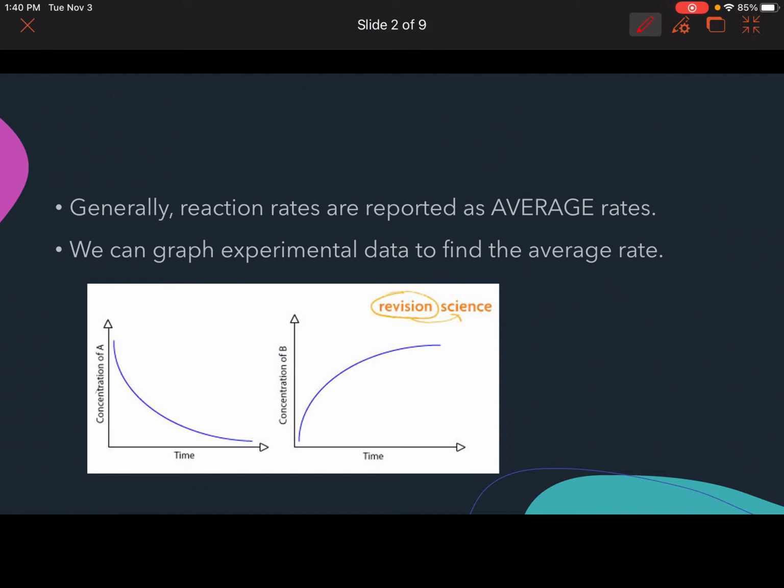So these are examples of things. We've got concentration of A, concentration of B. These are two different things. We can see that the rates are changing, right? So we've got a concentration of A, and it starts high and then it goes low. Concentration of B is going to start low and then it goes high. And because these are not straight lines, we know that it's a variable rate here.